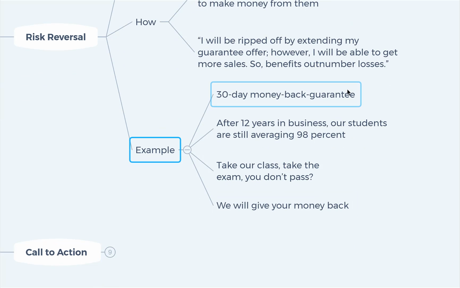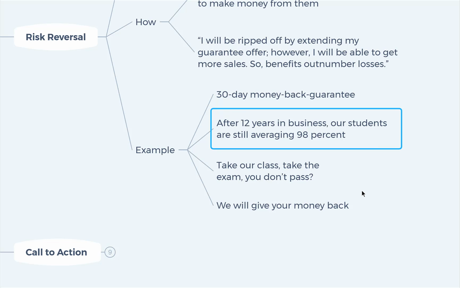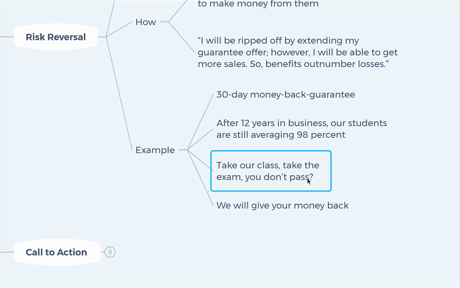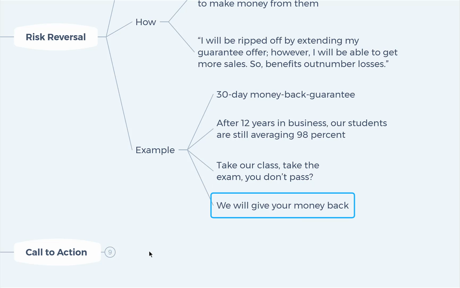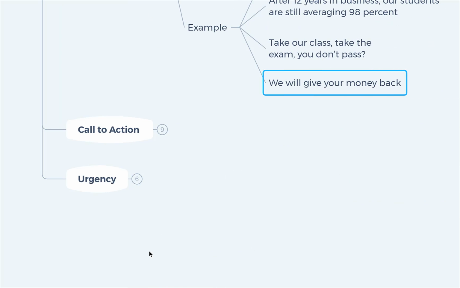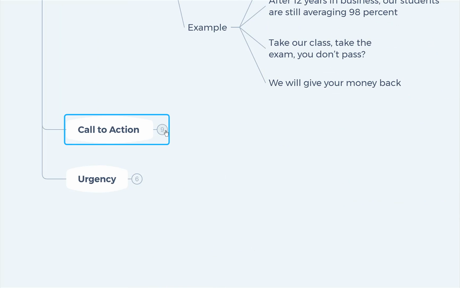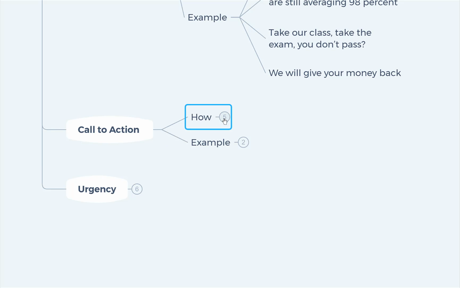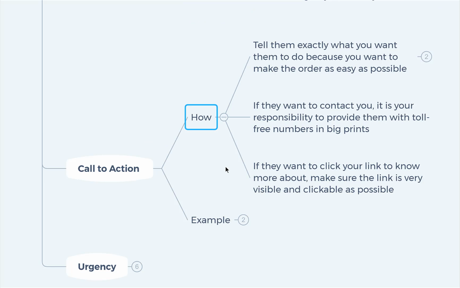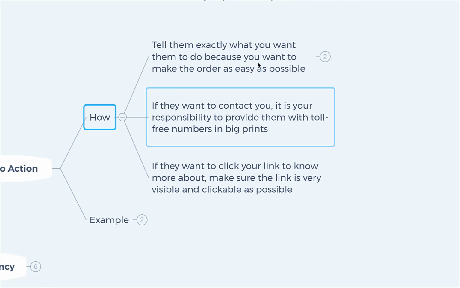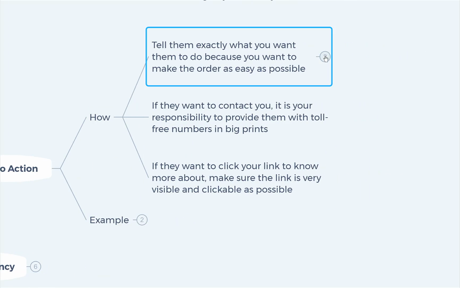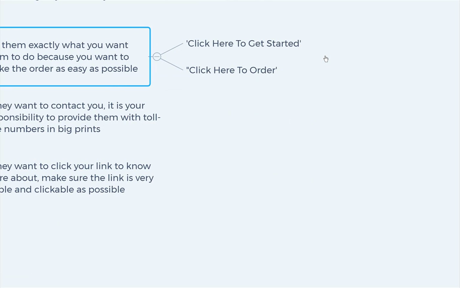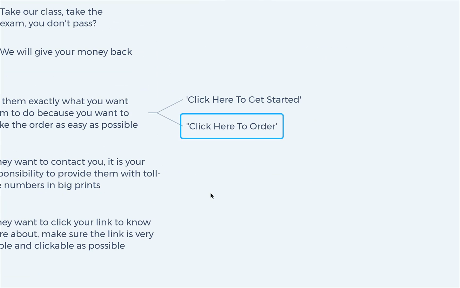An actual real life example would be something like a 30-day money-back guarantee. After 12 years in this business, our students are still averaging a 98% pass success rate. Take our class, take the exam. If you don't pass, we'll give you the money back guarantee. Then after this risk reverser, you're moving on to the call to action. This is the hallmark of direct response marketing. Tell them exactly what you want them to do because you want to make this order as easy as possible, such as click here to get started, click here to order.